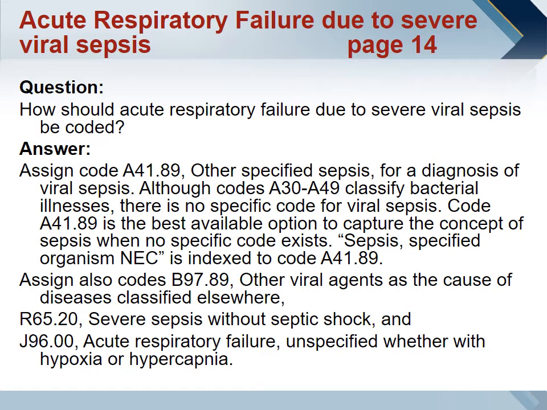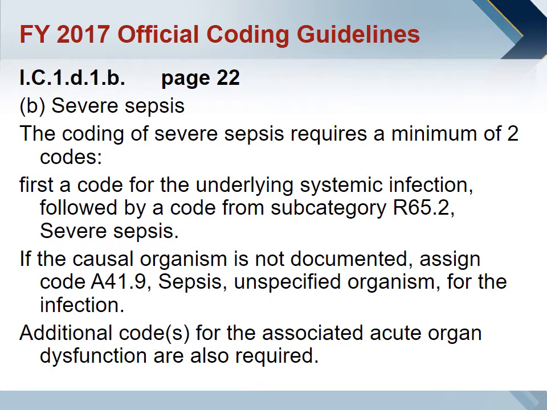We use code R65.20 to identify the severe sepsis because the definition of severe sepsis is sepsis with acute organ dysfunction, and the acute organ dysfunction is taking the form of the acute respiratory failure. The previous question and the answer are consistent with the official coding guidelines as to how to report severe sepsis. The coding of severe sepsis requires a minimum of 2 codes. First, a code for the underlying systemic infection, the viral sepsis, A41.89, followed by a code from category R65.2, severe sepsis.